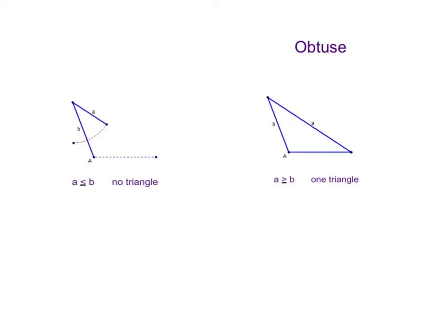So we're going to have one instance only that's going to give us two triangles. First, the original triangle has to be acute, and then the sides have to be a certain length.